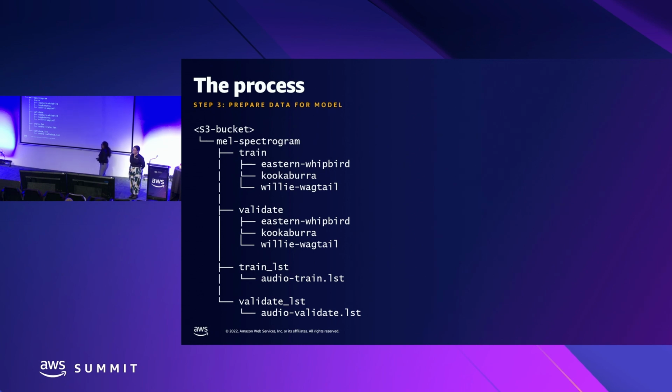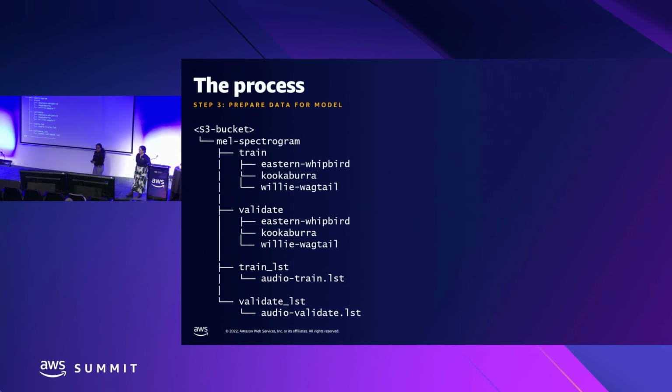And we stored it in this structure. We stored the train data set under a folder called train and the validation data set under a folder called validate. However, we had 2 additional folders as well in S3, which are expected by Amazon SageMaker: the training list file and the validation list file.